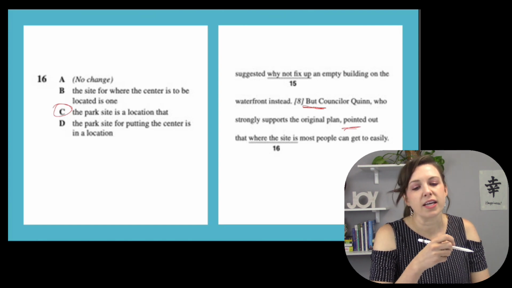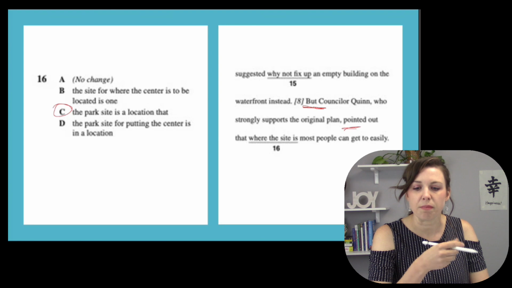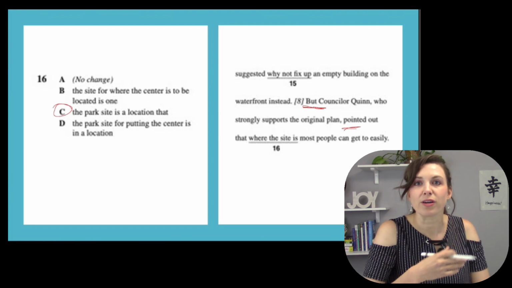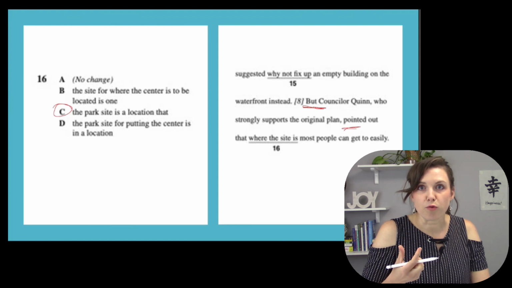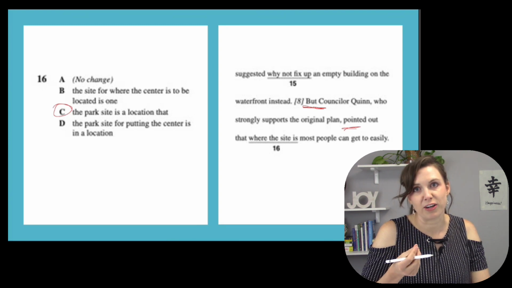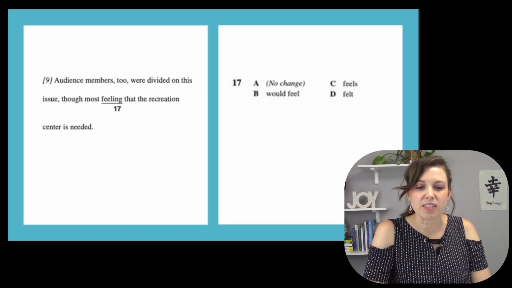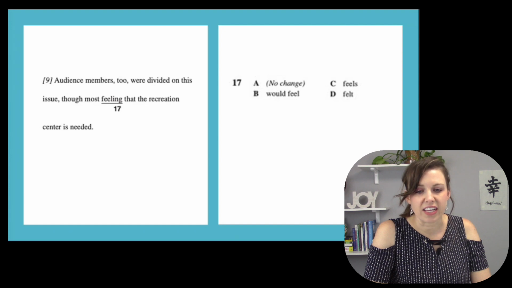They all sort of say the same thing. 16A though, yes, that's the one that's the least wordy, but we need just a little bit more to the little phrase there. So that's why, even though it's the shortest one, C gives us a little bit more, but still being very concise. Number 17, audience members too were divided on this issue, though most feeling that the recreation center is needed.